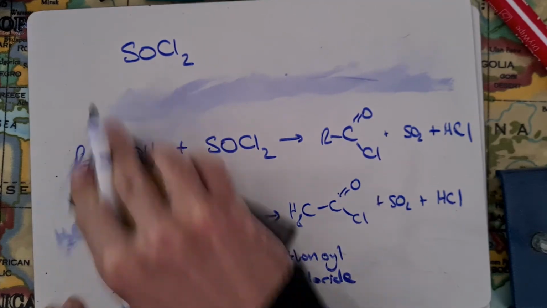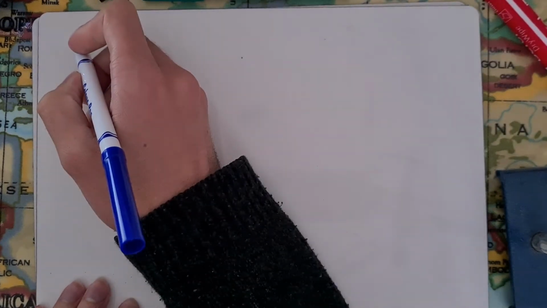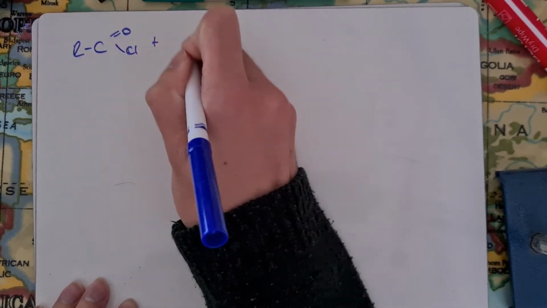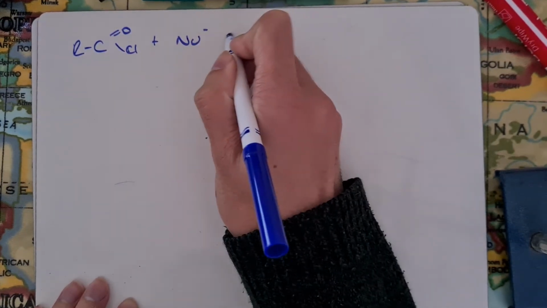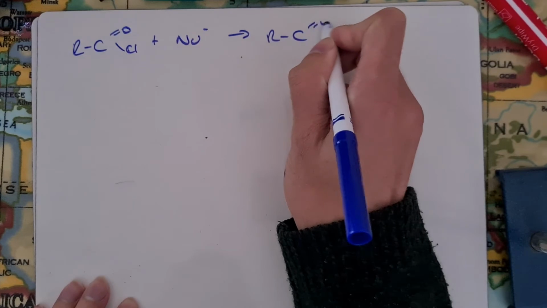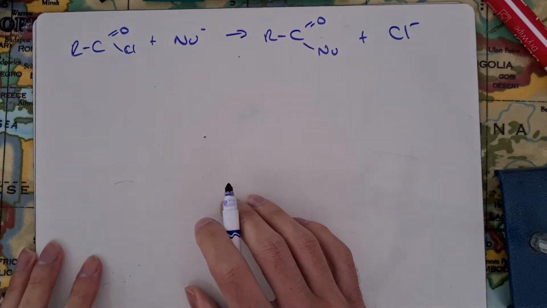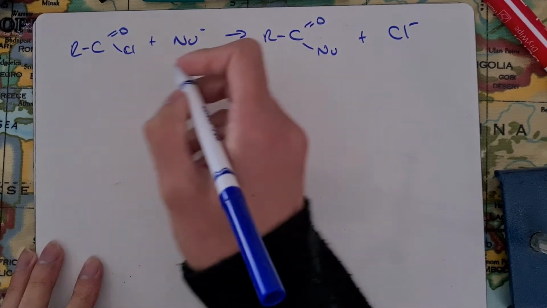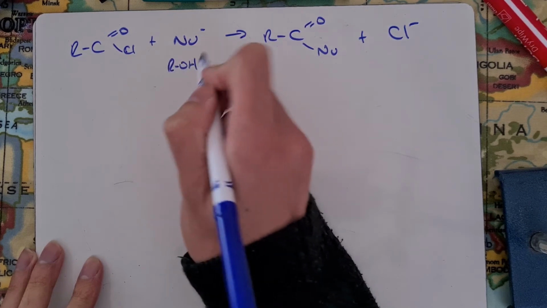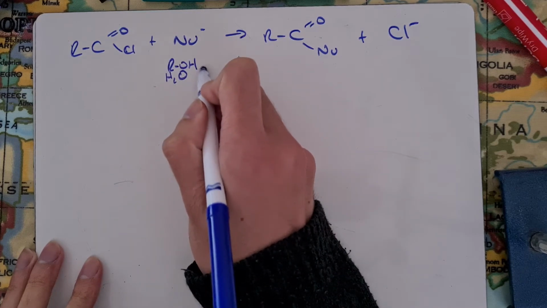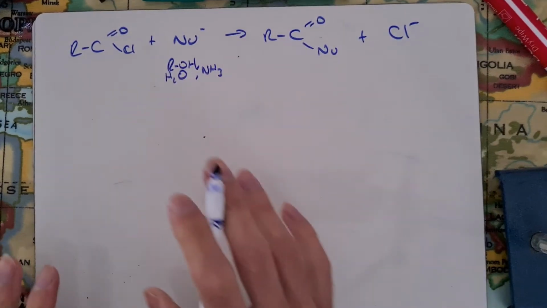I don't think this board rubber's working that well, so we'll go on to a new board. So in general, acyl chlorides will react with any nucleophile and replace the chlorine with whatever that nucleophile was, plus Cl minus. Nucleophiles could be ROH, H2O, or ammonia as well. So there's a few different ones we're going to look at.